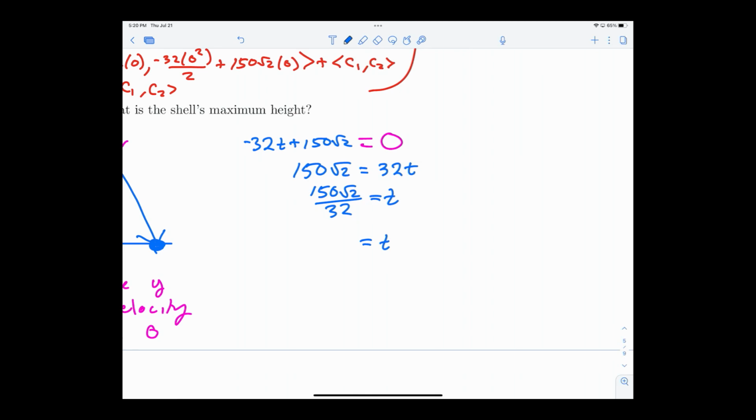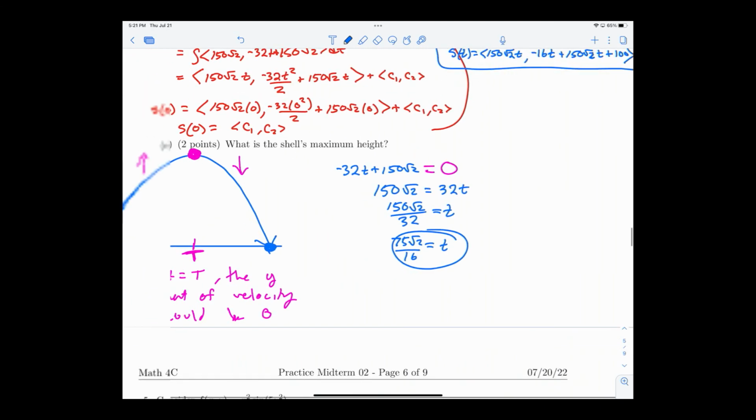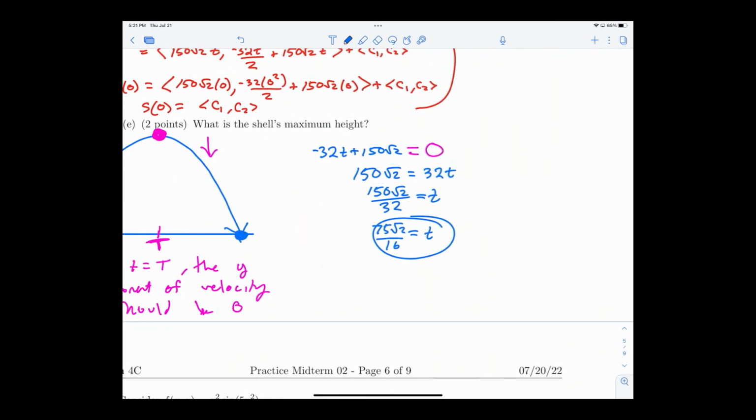Does that reduce? We'll find out. 150 over 32 is 75 over 16. That was not as much as I was hoping for. All right, so it's 75 root 2 over 16. That's the time, but that's not what it asked. It asked for what is the shell's maximum height.